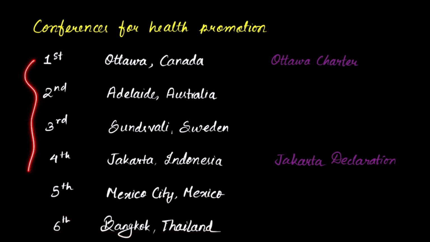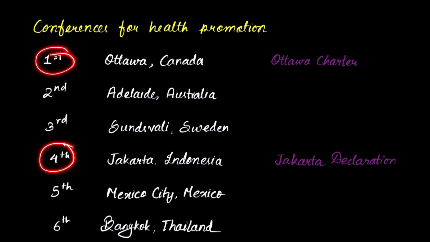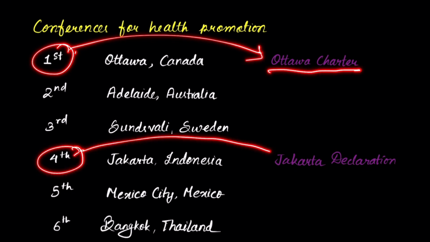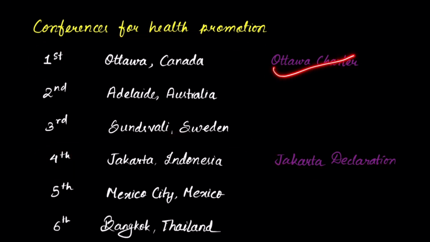Out of all these conferences, you need to know about two of them, the first conference and the fourth conference. The reason these two conferences are important is because of their output. The first conference gave us the Ottawa Charter, and the fourth conference gave us the Jakarta Declaration. And you need to know about both Ottawa Charter and Jakarta Declaration.